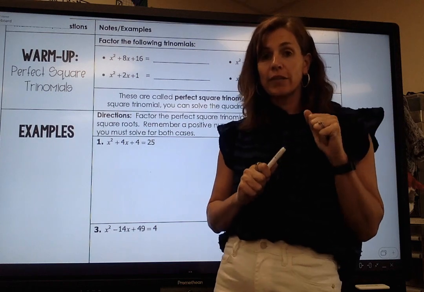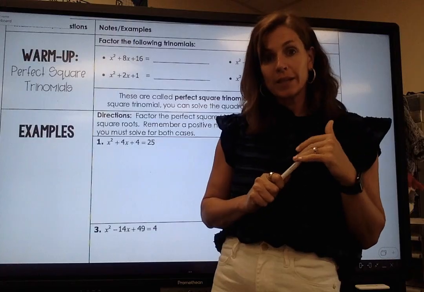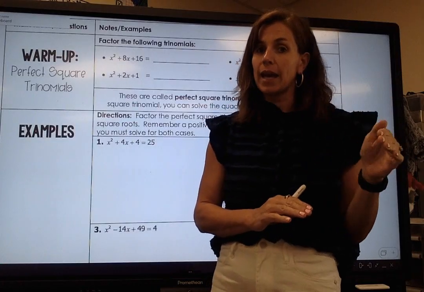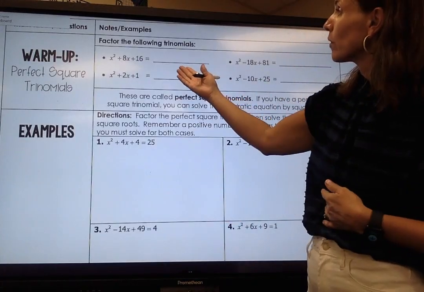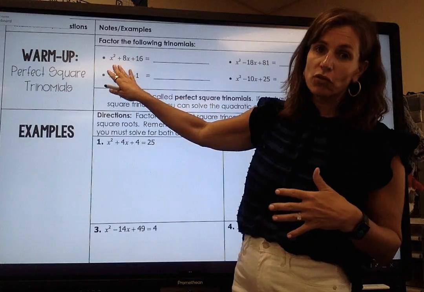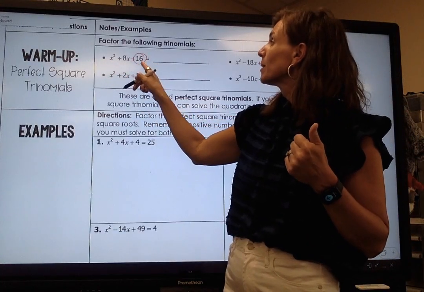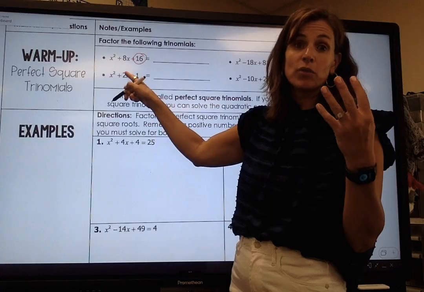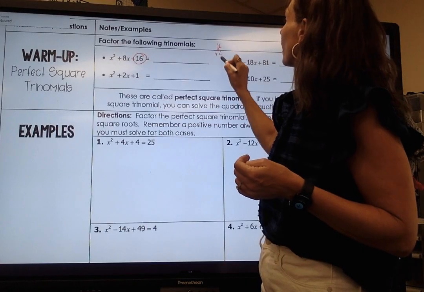Now we're going to look at a different method when solving quadratics, and it's called completing the square. So we're going to review a little bit of what we did last year in factoring perfect squares. Remember, this is a basic trinomial, and we could say, okay, what two numbers multiply together to give me 16, but add together to give me 8? And that number's 4. So remember, 4 and 4 add together to give you 8.